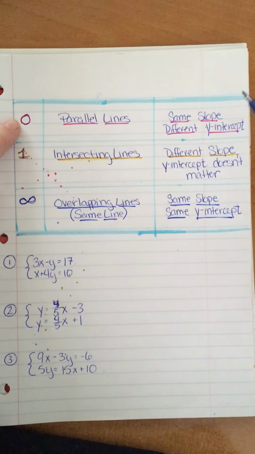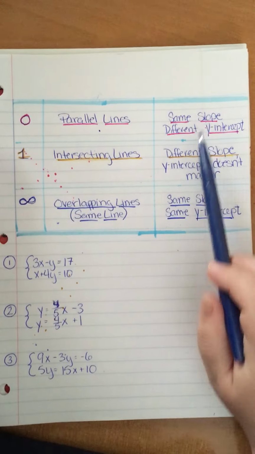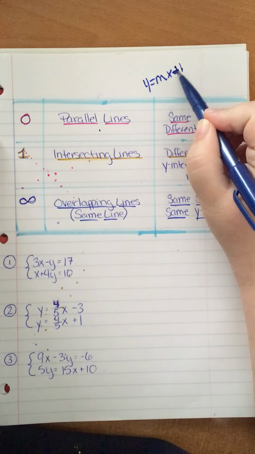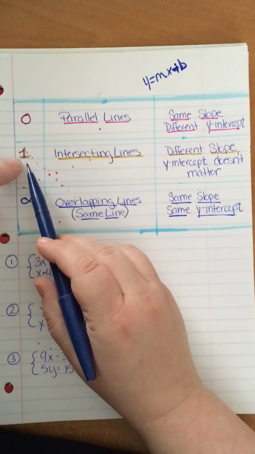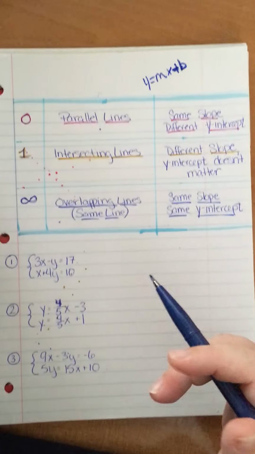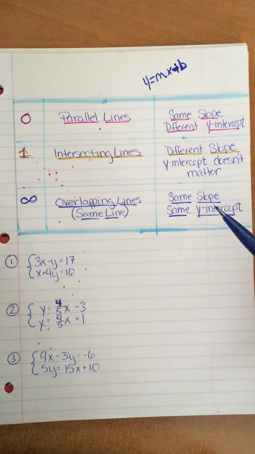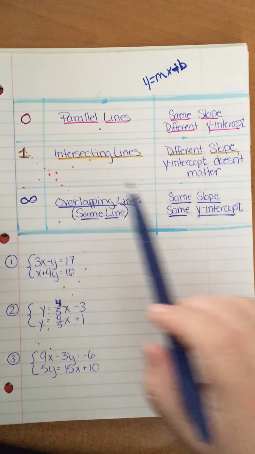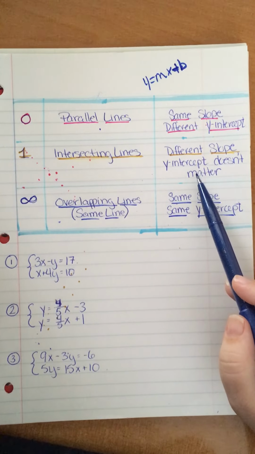0 solutions means the lines are parallel, they have the same slope, but a different y-intercept. Remember, as long as they are in slope-intercept formula, y equals mx plus b. 1 solution, one set of values that makes both equations true, means there is a set of intersecting lines. And remember, we're only dealing with linear equations, so only straight lines at the moment, no curves, no absolute values, so no angles, anything, just straight lines. They have a different slope, and the y-intercept doesn't matter.